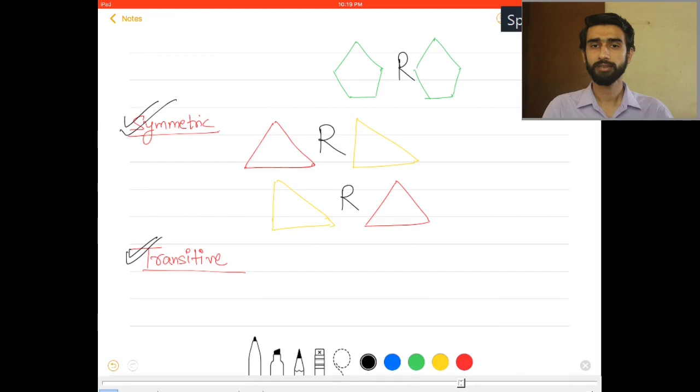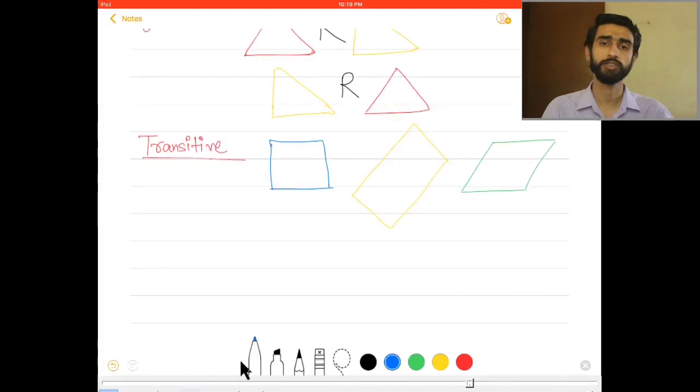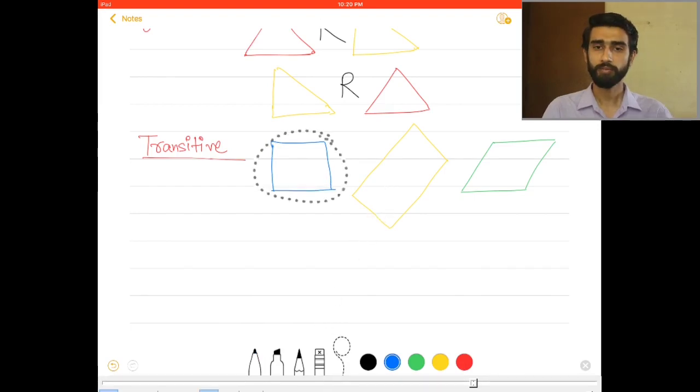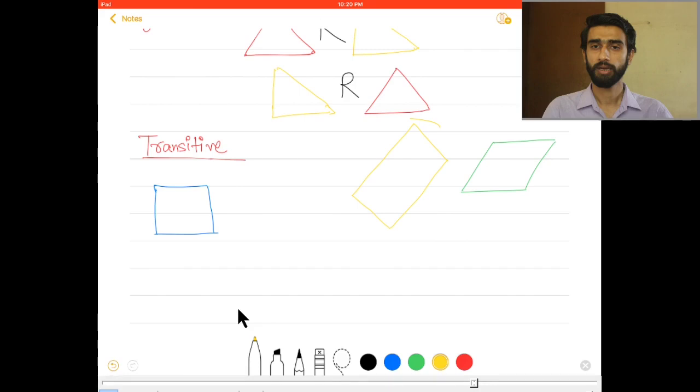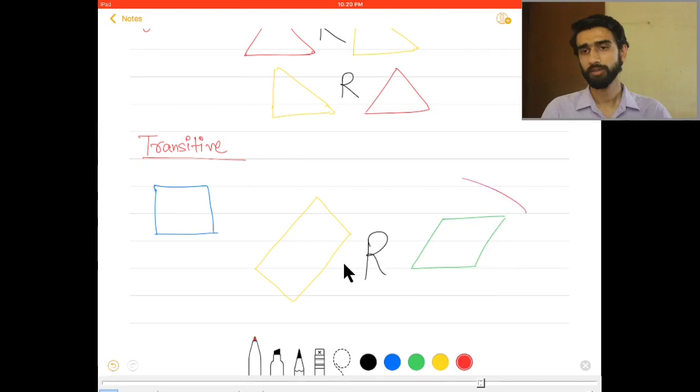I'll say again some polygons, a square, second polygon with 4 sides and third polygon with 4 sides. If you say first is related to second, I will check for first and second. You will see their number of sides is equal. So blue is related to yellow. Now check second and third. You will see the number of sides in yellow is related to number of sides in green. So yellow is related to green.